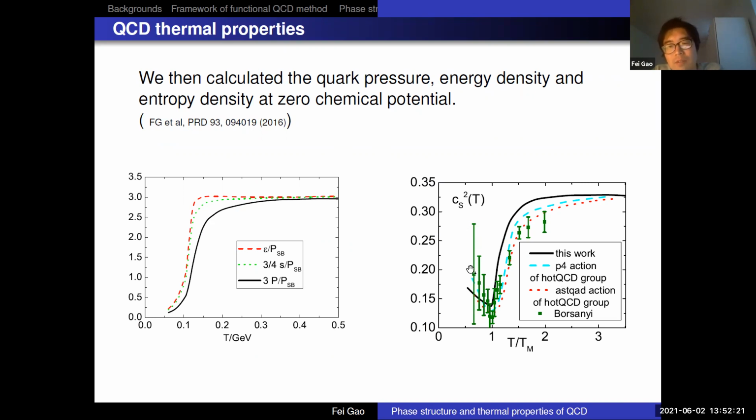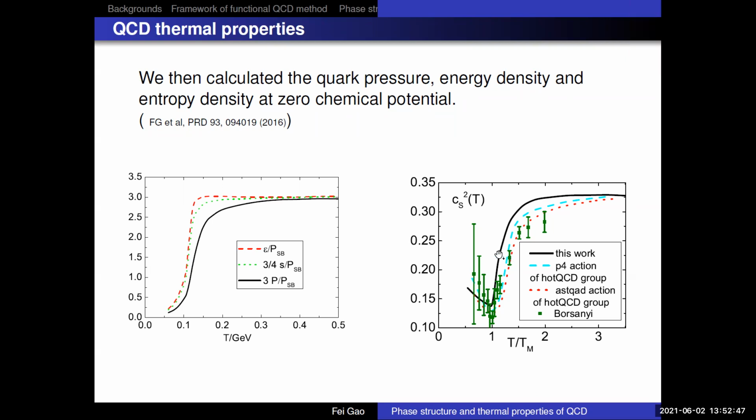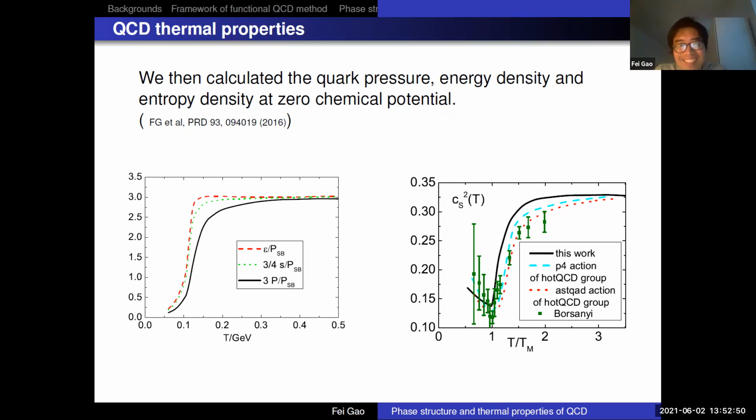Generally speaking, it is still consistent with the lattice computation for the speed of sound, but the behavior of this quark part is slightly different. The slope is steeper. We think it is because the gluon part has a slightly bigger interaction between gluons, which makes the slope less steep, and ours goes to the free case more quickly.